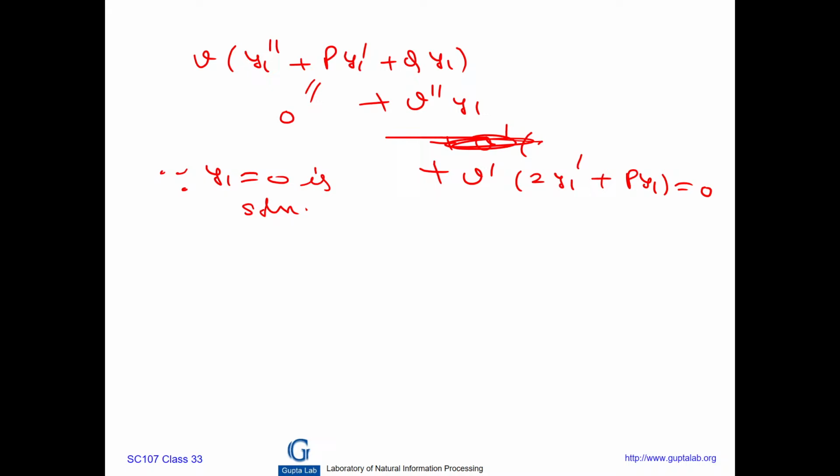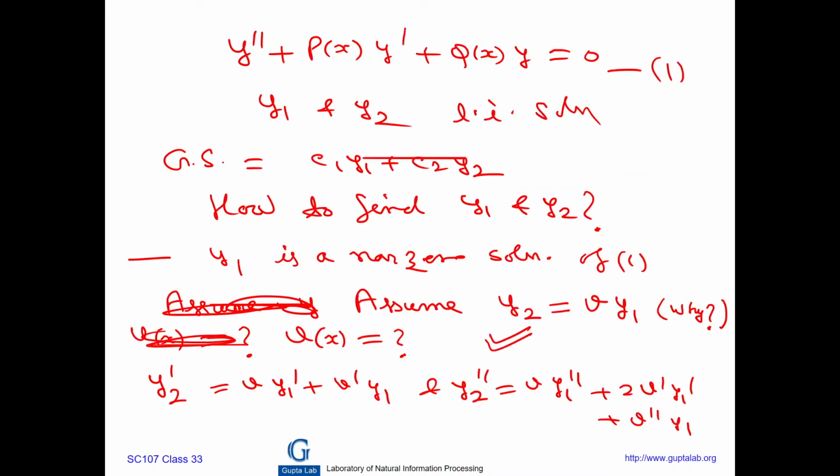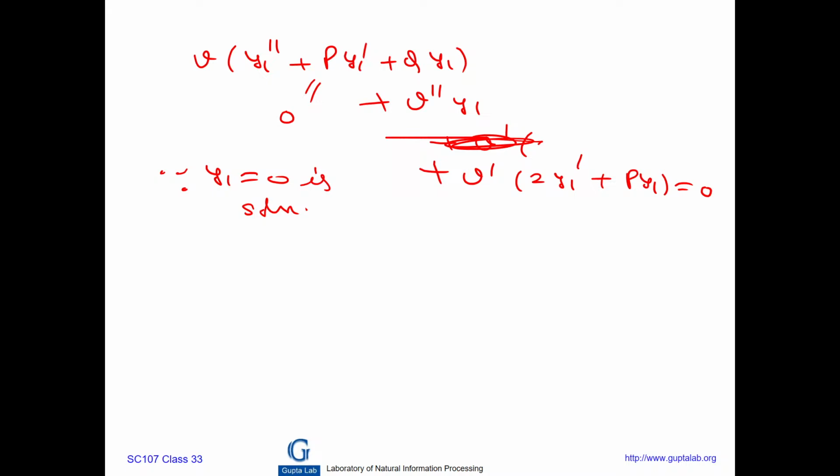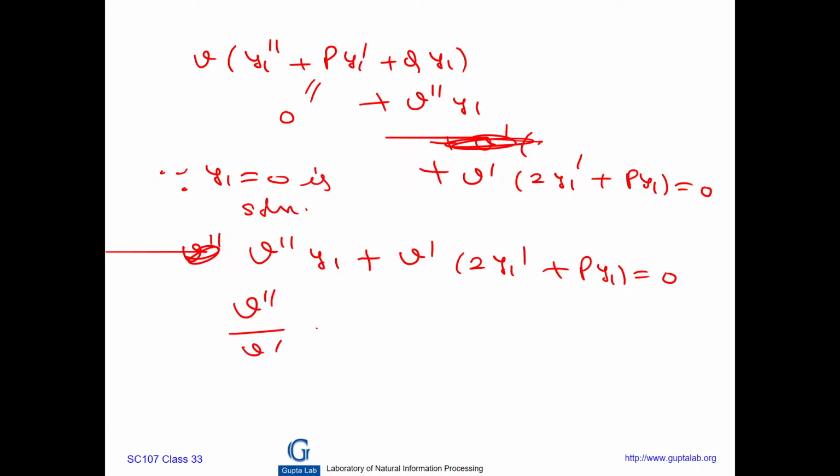this is 0 because of how the equation is. Since y1 is a solution of y double prime plus p times y prime plus q times y, y1 double prime plus p x times y1 prime plus q x times y1 is equal to 0, right. So this quantity is 0. So we are left with v double prime y1 plus v prime times 2y1 prime plus p times y1 is equal to 0. We will simplify; this work is easy, it is high school level.